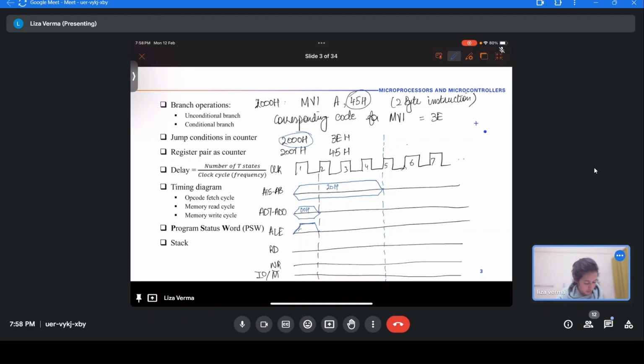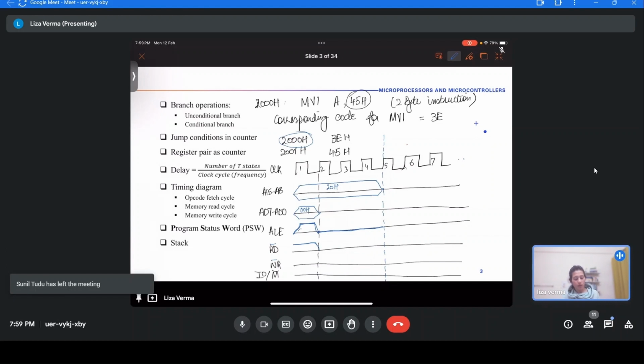So after the first T state, the ALE signal goes down and remains there for the whole time because we don't want to lose our data. Once we get the lower order address on the latch, we don't require those lines for any other purpose other than holding the data, right? So ALE will remain low, and the read signal will stay high because there's no reading done here.